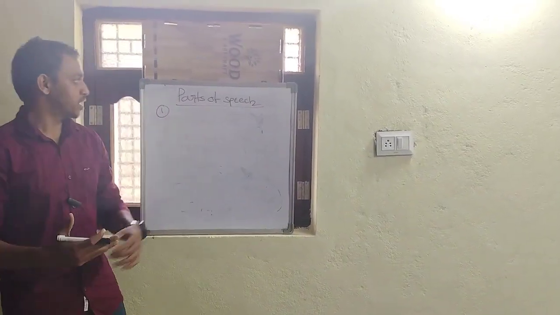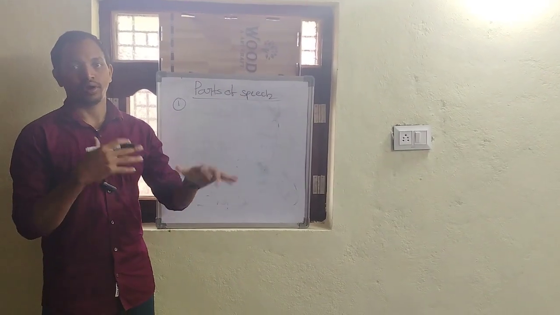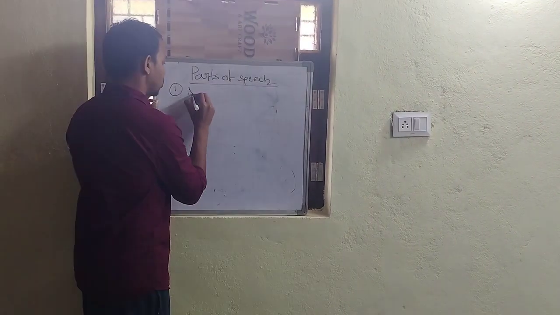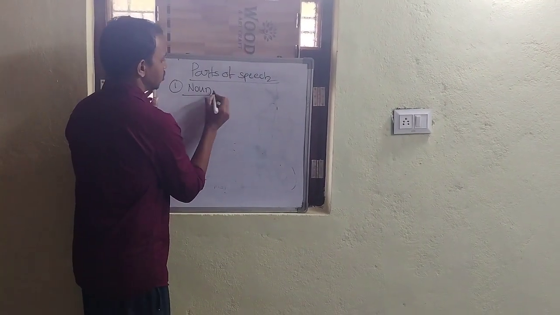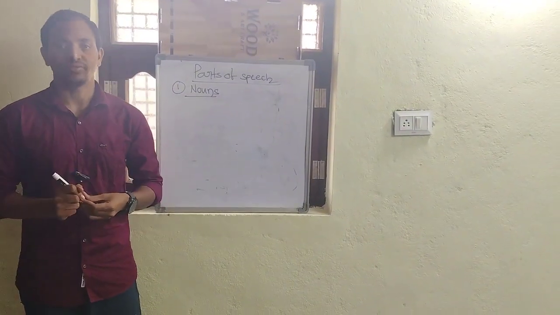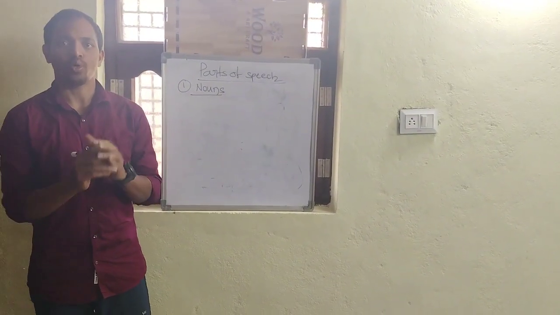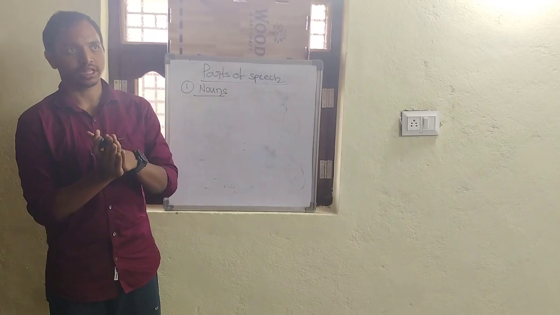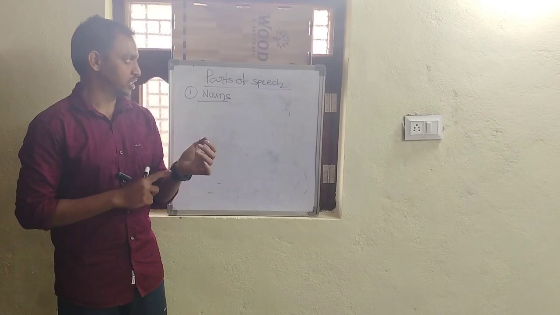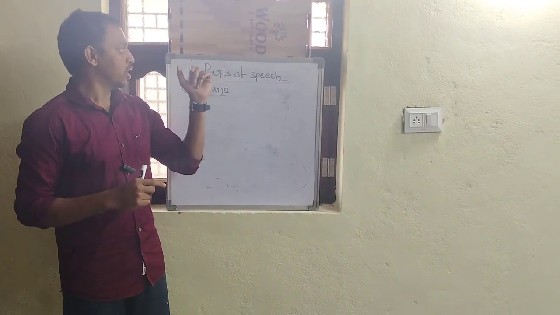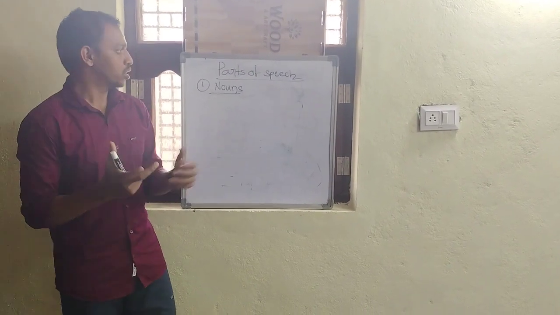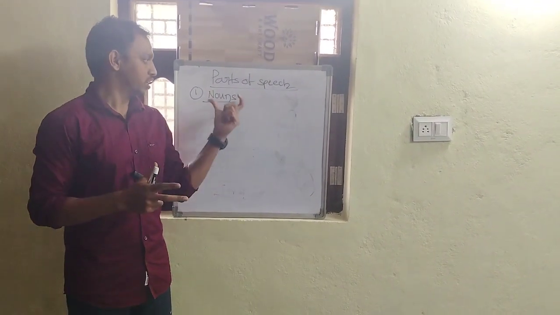So in the parts of speech, firstly, one of the parts is noun. Just before, I told that nouns are nothing but naming words. Every word has a particular name. For example: wall, marker, watch, board, light, and also switches. These are all naming words, right? So all naming words come under noun.